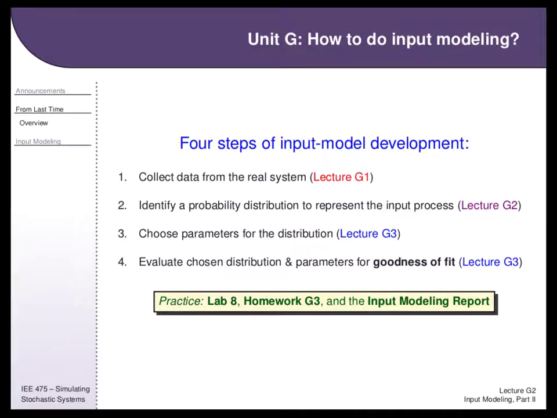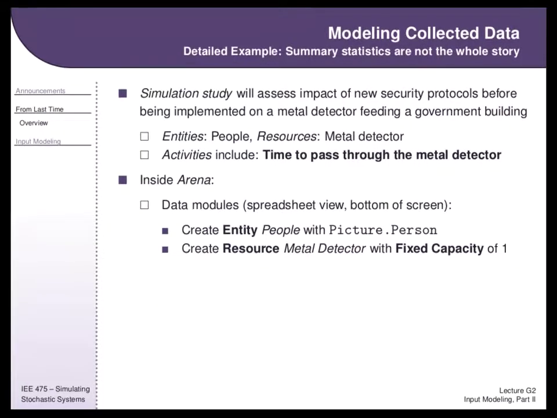So this is the basic outline of this unit. We've talked about how to collect data from the real system. We're going to talk about how to identify these probabilistic families today, and then we'll do more quantitative work on Thursday on how you actually then fit parameters and then measure goodness of fit. And so let's get into that.